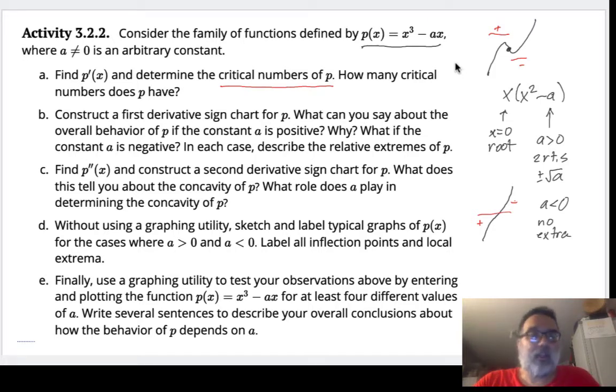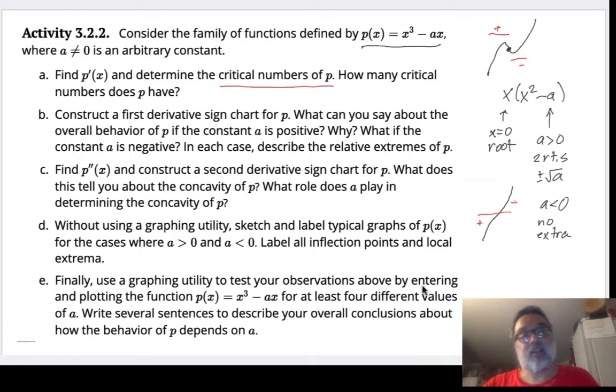Without using a graphing utility, see, it's good I'm reading through, because otherwise the very first thing I would have done would be to graph this somewhere, and I might still do that, right? So, without using a graphing utility, sketch and label typical graphs of p of x for the cases where a is greater than 0 and a is less than 0. Label all inflection points and local extrema. So I kind of did a first guess at that already, but we want to use the calculus information we've got to think about that a little more.